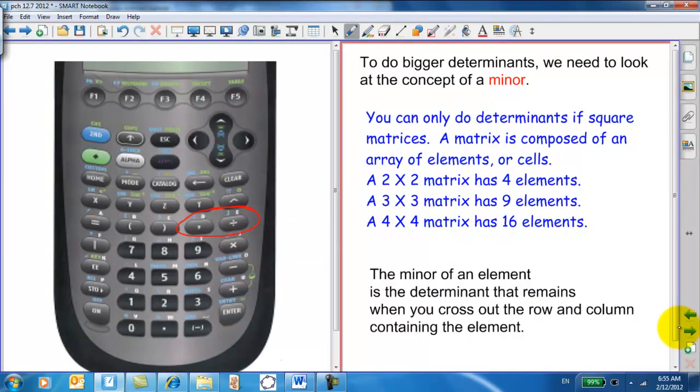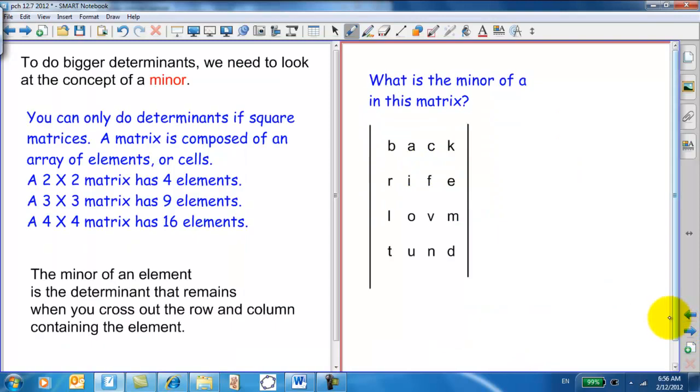Now, to do bigger determinants, we need to look at the concept of a minor. You can only do determinants of square matrices. And the matrix is composed of this array of elements, as we've seen. A 2 by 2 will then have 4 elements. 3 by 3 is 3 rows, 3 columns, that's 9 elements. 4 by 4 is 16. The minor of an element is the determinant that remains when you cross out the row and column containing the element.